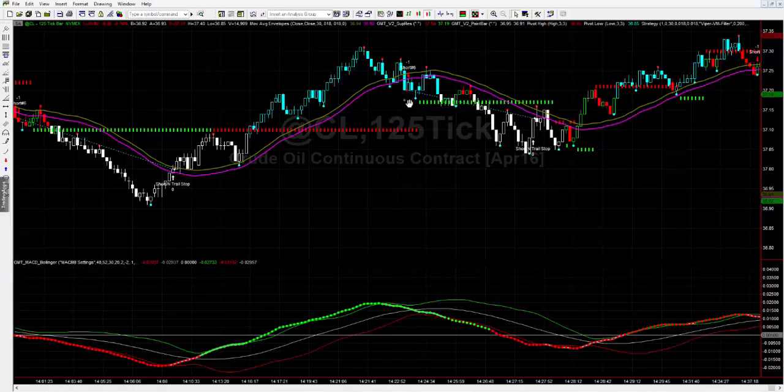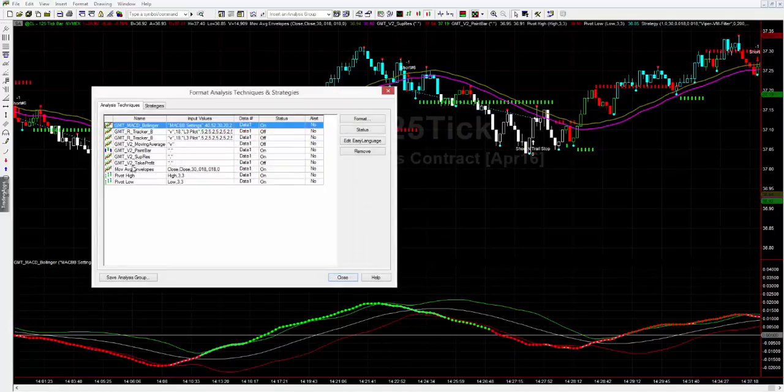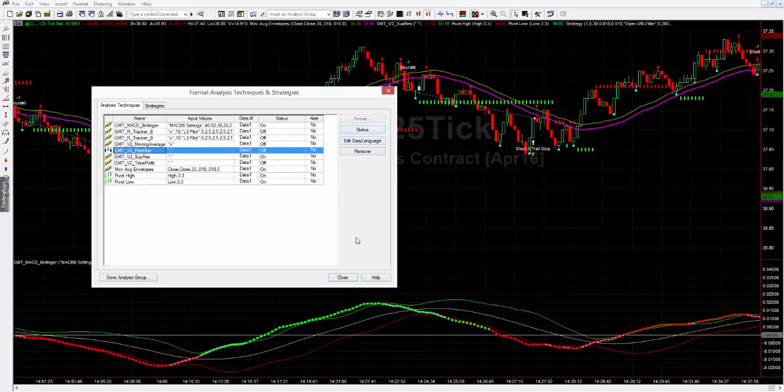What we're going to see here is that we get a close below the moving average envelope. That's the catalyst for us to take a trade. Once we get that price bar close below the moving average envelopes, we're good to take a trade. I'll just turn off the GMT trend, and that will help us identify that we've got a short setup there, because we want to see what color bar that is.